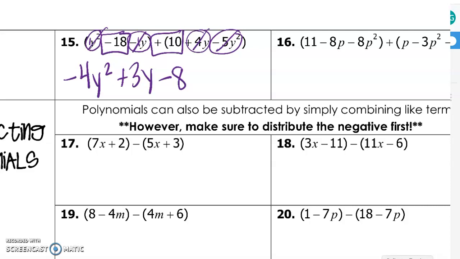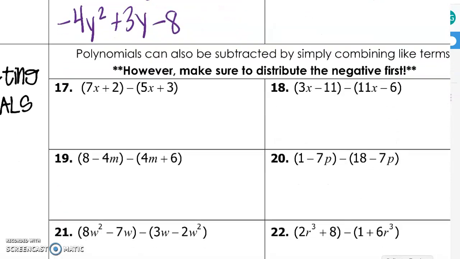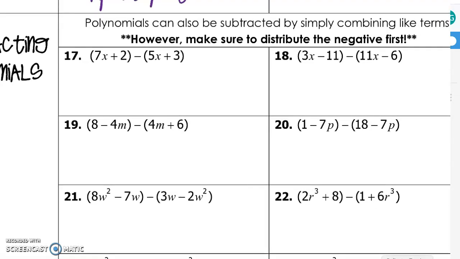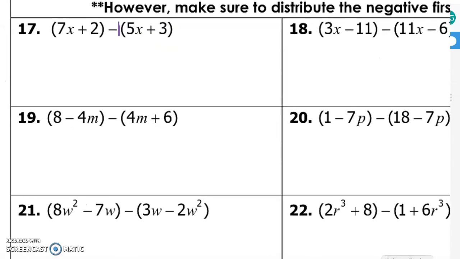So again, when you're adding, just ignore the parentheses and combine your like terms by combining your coefficients. We can also subtract. So the only thing is you have to make sure you distribute the negative. So this one you will want to take 2 steps. It's just like distributing a negative 1 that we've done in the past.